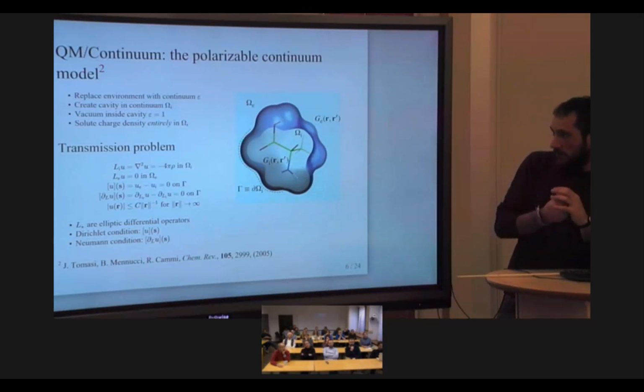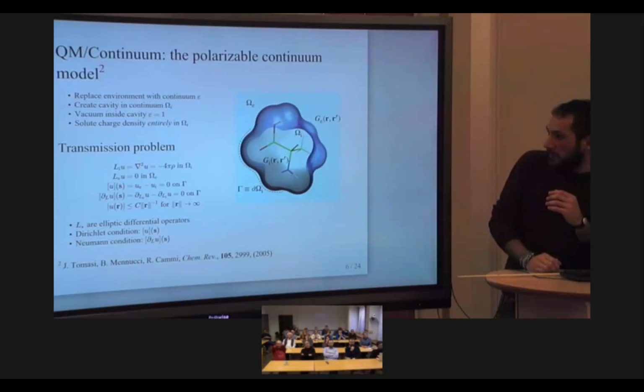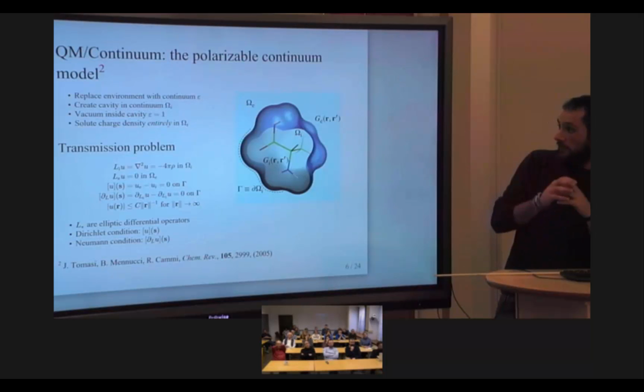Inside the cavity, we have this charge density in vacuum, while outside we have our dielectric continuum characterized by a given permittivity, epsilon. And this is a problem that is well known in classical electrostatics. It's called the transmission problem. So basically we have a differential operator inside, which should be a nabla squared.